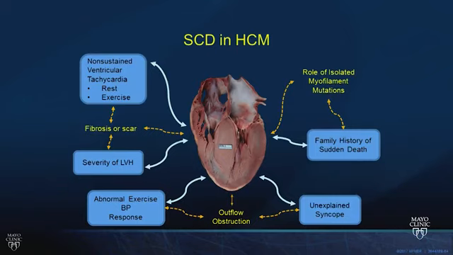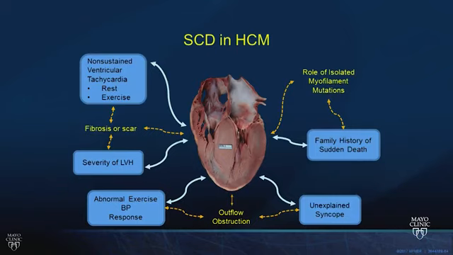The genetics don't seem to have any role. Outflow tract obstruction, the higher the gradient, there is a higher risk, but because that gradient changes every day, it's hard to assess someone's risk every 15 minutes and decide whether they're high risk now and low risk later on or not. So it's not a durable risk factor.